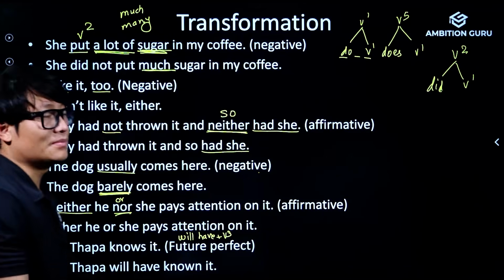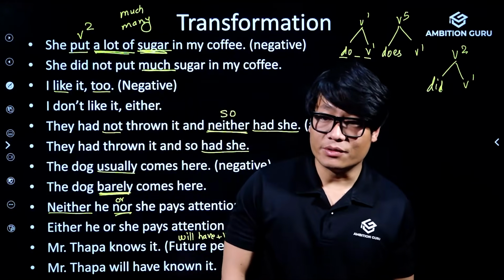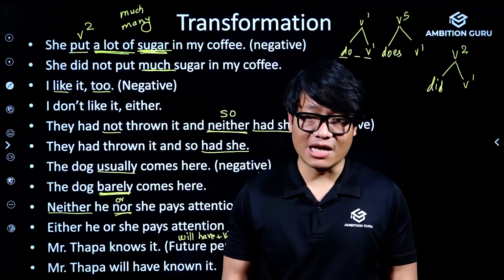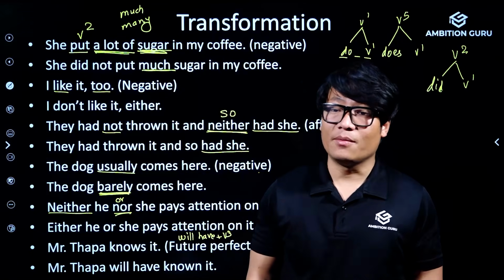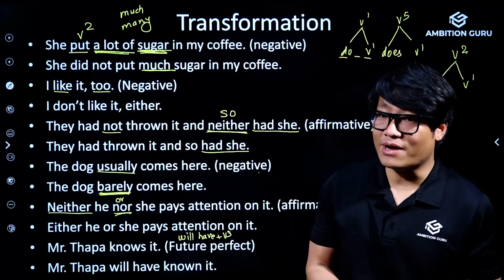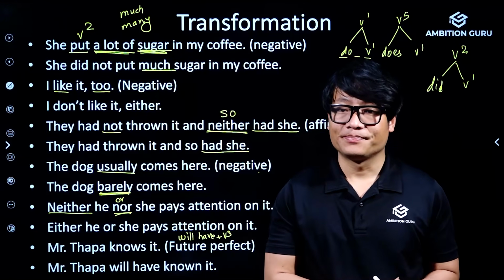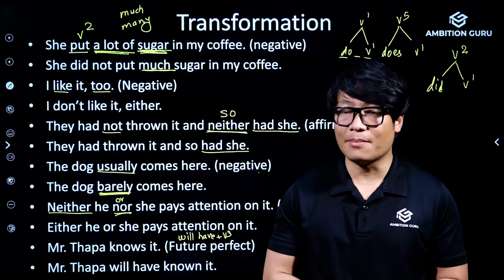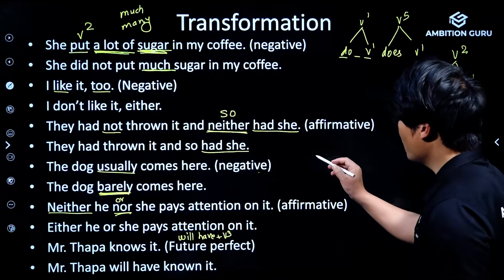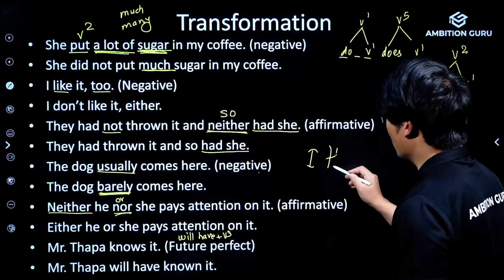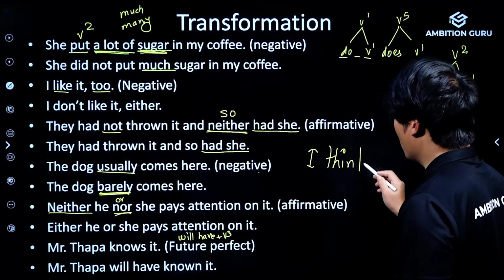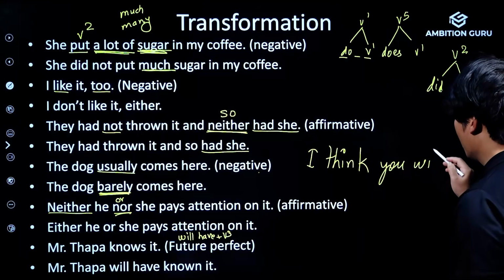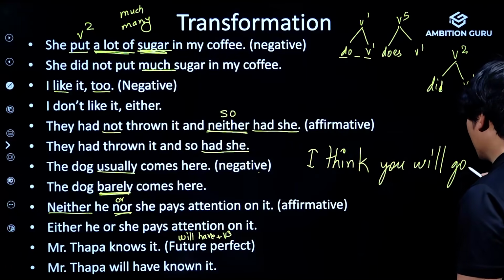Mr. Thapa will have known it. Okay, this is transformations and I know today I can say that you don't have any problem with the transformations. Do you have a problem with the transformation? Then you can ask me a question right now. Okay. No. Thank you. So if you don't have a problem, then let's go to another. Someone has sent me a question like I think or I guess or I know, I think you will go. So how to change this into negative?